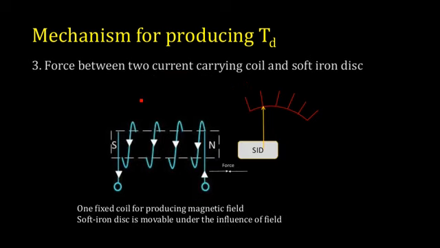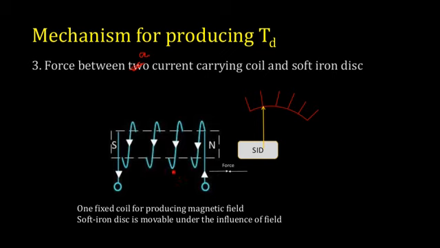And the third mechanism is force between a current carrying coil and a soft iron disc. You have a current carrying coil here, where current is going in and moving out. Near this current carrying coil you place a soft iron disc. This soft iron disc will be attracted or repelled based on the magnitude and direction of the current. So this soft iron disc is movable, and a pointer is attached to it, which moves over the graduated scale.